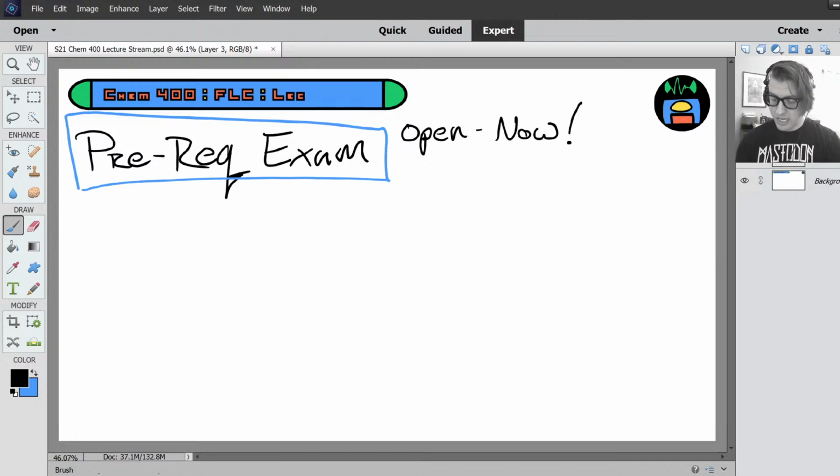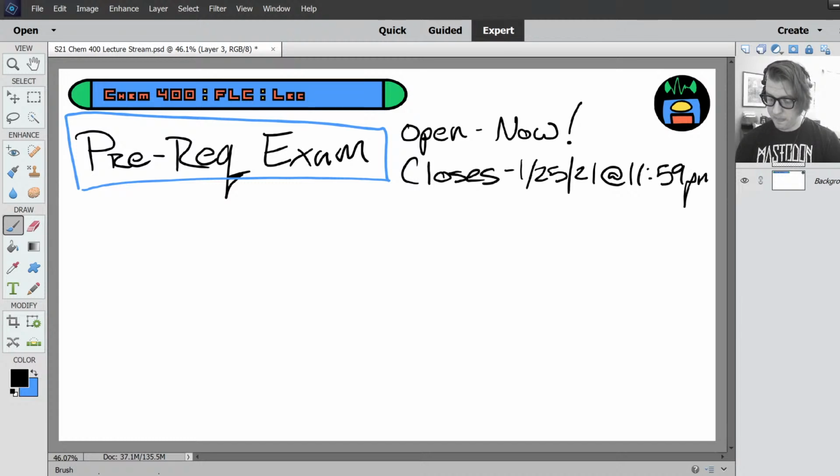It's open now. It closes this Monday at 11:59 p.m. All exams close at 11:59 p.m., a minute before midnight. Every exam opens at 12 a.m. So it's open, available for you to take. It closes on Monday.